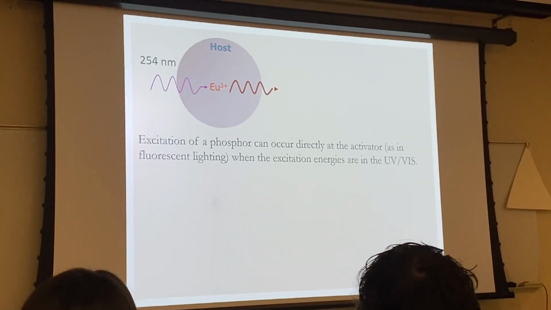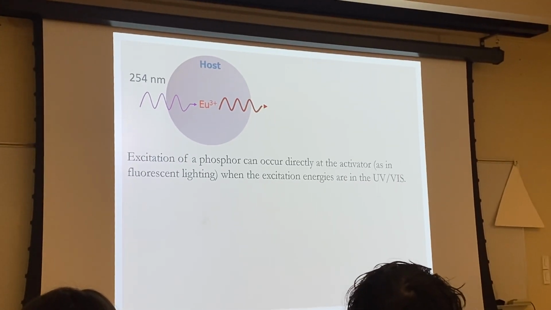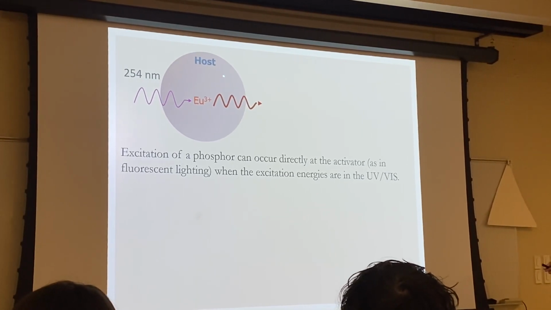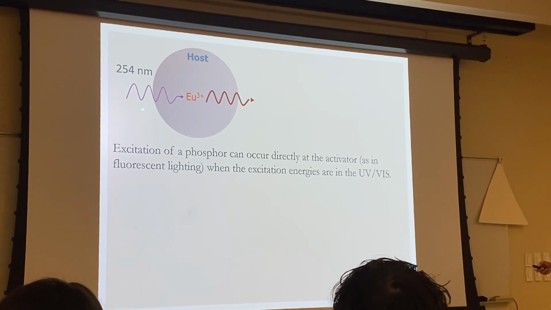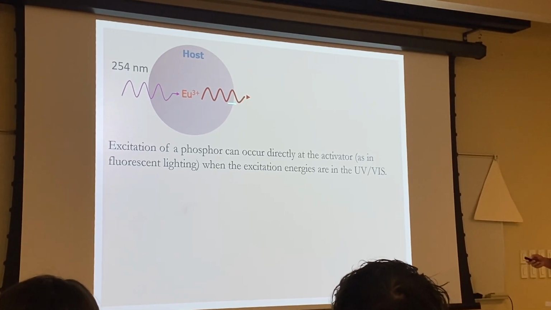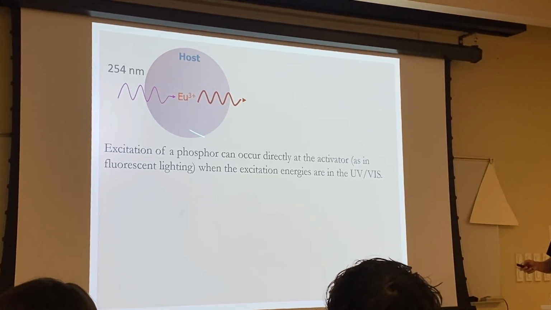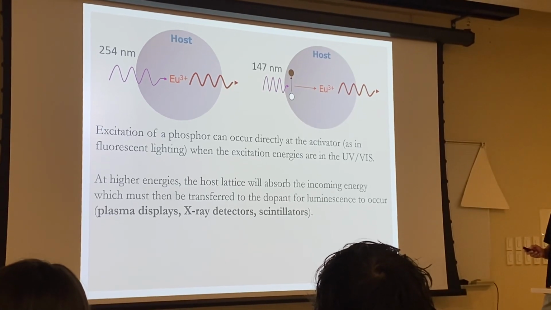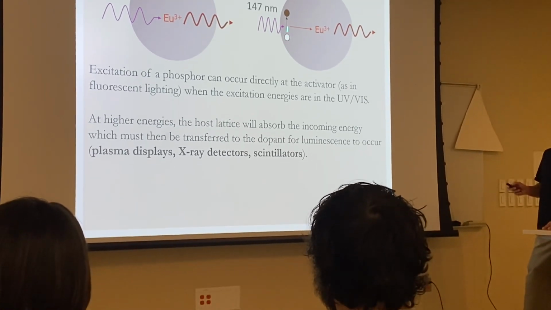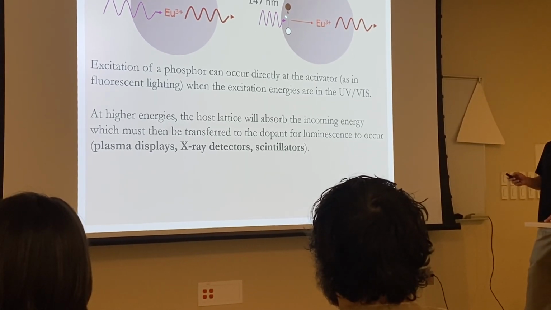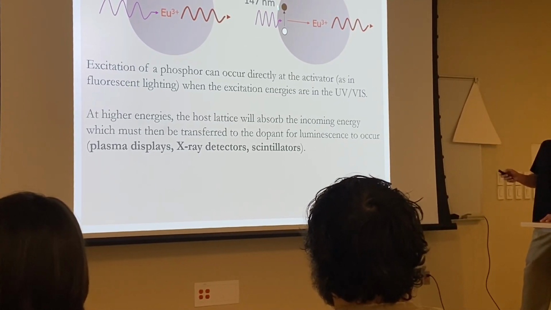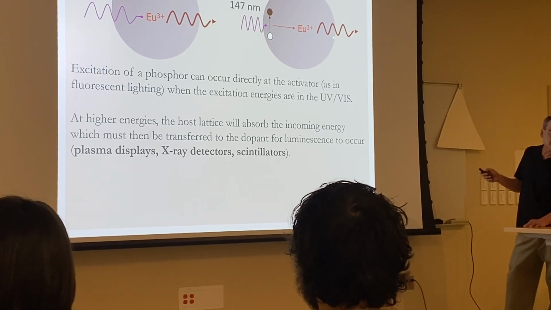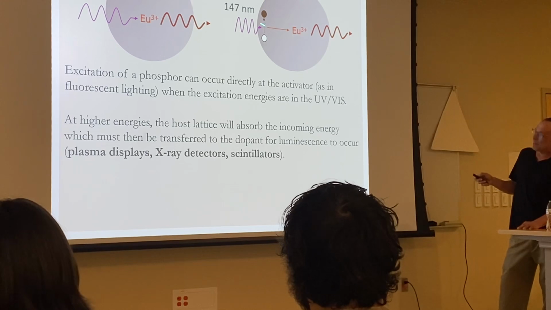Here's really the difference. If I excite at a lower energy, let's say this is low UV, the host is really just kind of holding that atom there. And then the UV comes in, it hits the europium and makes light. And this is really well understood. But if I go to higher energies, then what happens is I actually excite electrons in the host. The host stops it. Then this energy has to get over here somehow. We know it does because we still see that light coming out. But now there's this mystery step here.